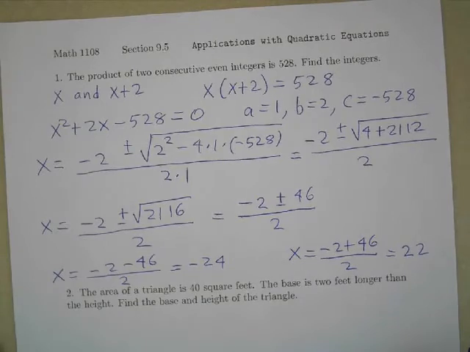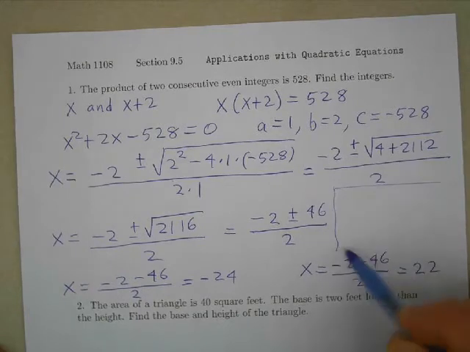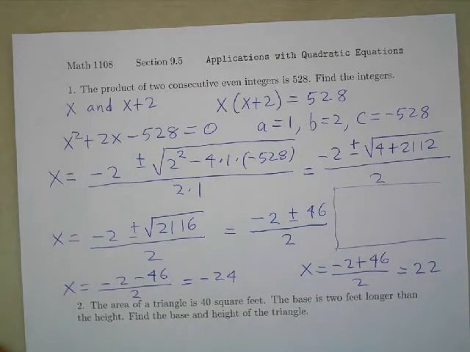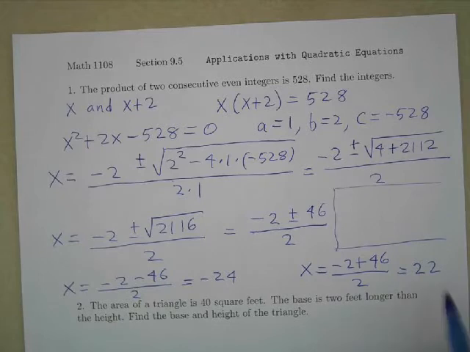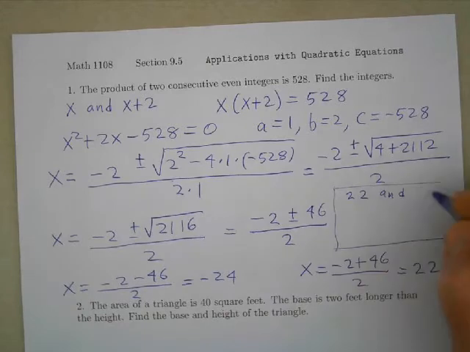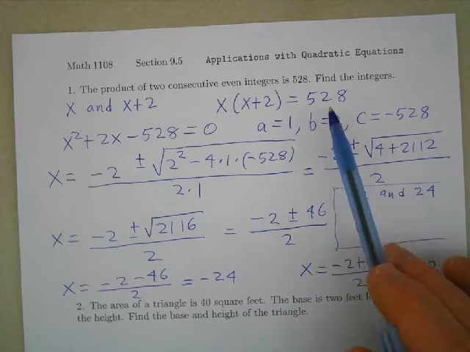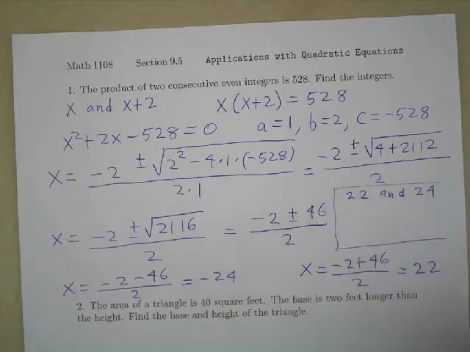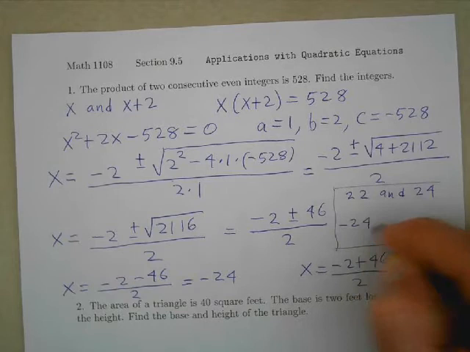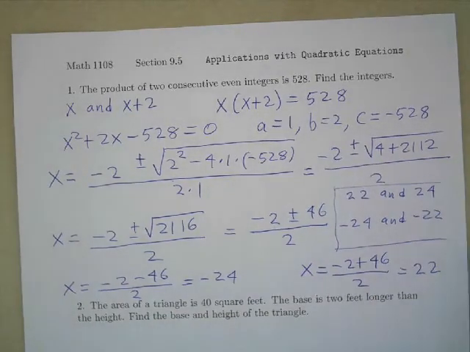Okay, so what that means is that there are two sets of answers. In other words, one pair of consecutive even integers are positive, and the other pair of consecutive even integers are negative. So the positive ones are x equals 22 and x plus 2, which is 24. You can verify that 22 times 24 is 528. And then the other pair are negatives, so negative 24 and negative 22. Those also have a product of 528.